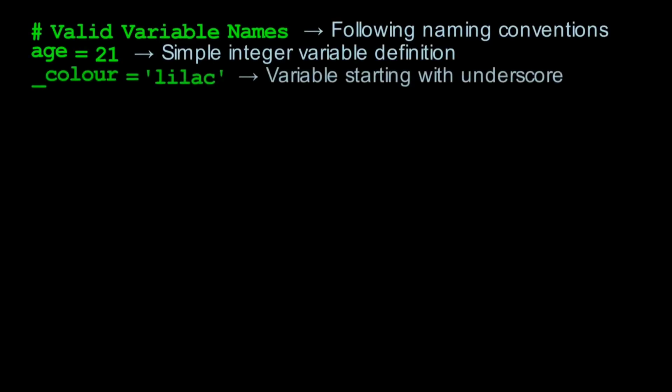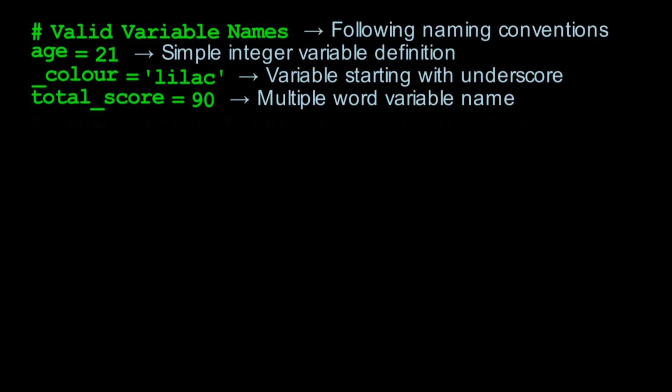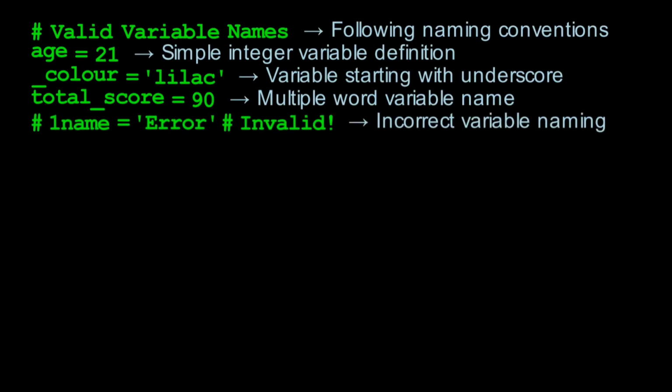age = 21 demonstrates a simple integer variable. _color = "lilac" shows us an underscore prefix. total_score = 90 illustrates combining words with underscores. And notice how one name would be invalid as it starts with a number.